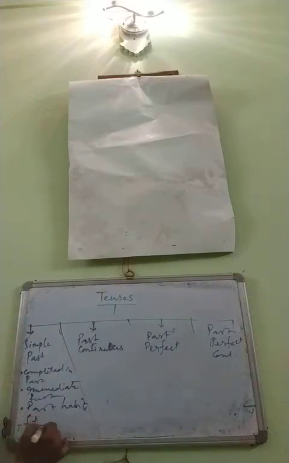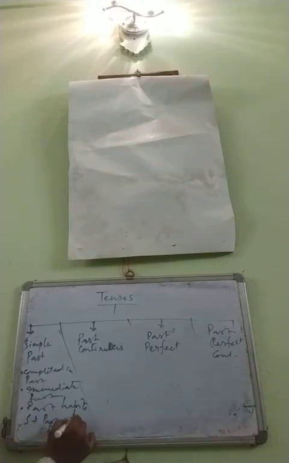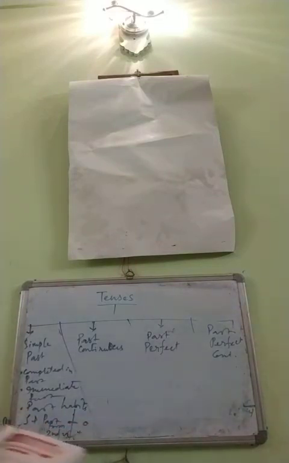What is the structure? Subject plus past form of the verb or the second form, and then the object or whatever part is there. So subject and then the second form of the verb. Okay. Now coming to past continuous.